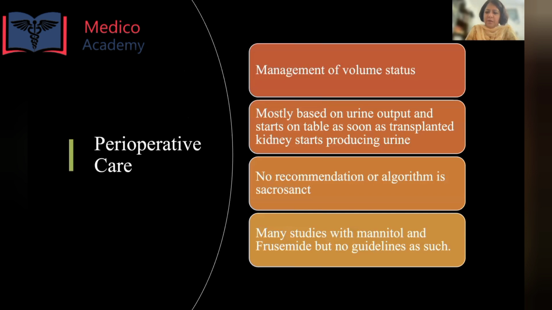The main emphasis in the intraoperative and postoperative period is the management of volume status, because now the kidney is recovering and the patient should be on the plus side, otherwise the patient goes into AKI. It is mostly based on urine output, which starts on table as soon as the transplanted kidney starts producing urine. There's no recommendation or algorithm which can be considered sacrosanct. Normally we match the previous hour's urine output and add.